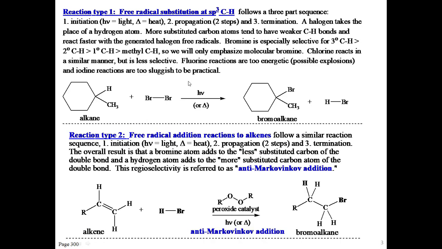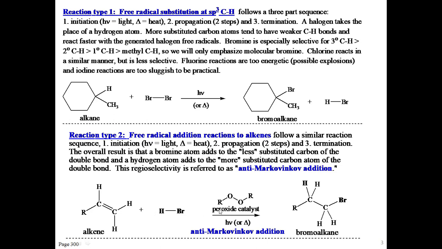Okay. The second type of reaction we're going to look at is free radical addition to an alkene. So here's our alkene. And you'll notice this is an unsymmetrical alkene. I have a mono-substituted group on this carbon here and no substitution on this one over here. And so what we're going to find is that H and Br will add to this in a very specific way.